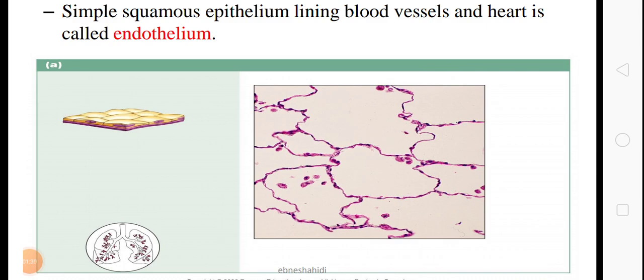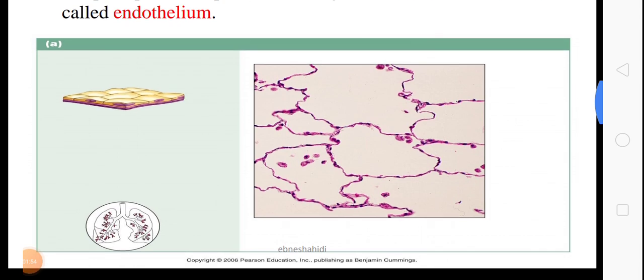Squamous epithelium is made up of thin, flat, disc-like polygonal cells. The nucleus is rounded and centrally located. The cell margin may be smooth or wavy. The adjacent cells fit together like tiles on a pavement or floor. That's why it is called pavement epithelium.